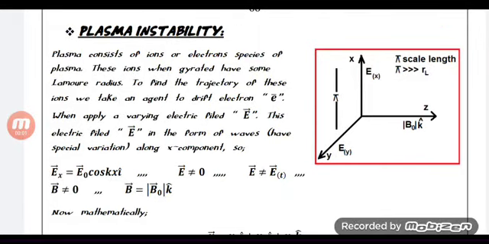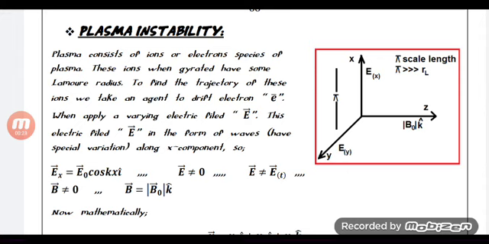Plasma instability. Plasma consists of ions and electrons, the two species of plasma. These ions, when gyrated, have some Larmor radius. To find the trajectory of these ions, we take the E cross B drift.